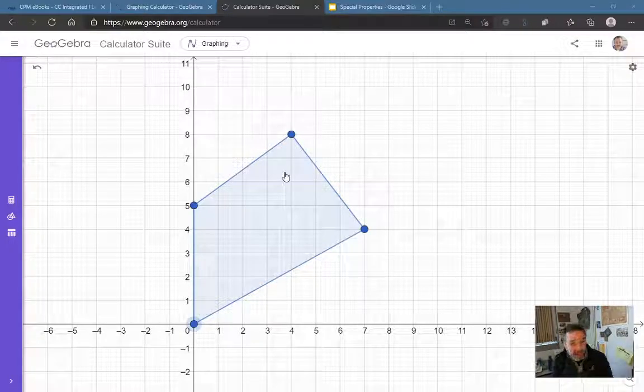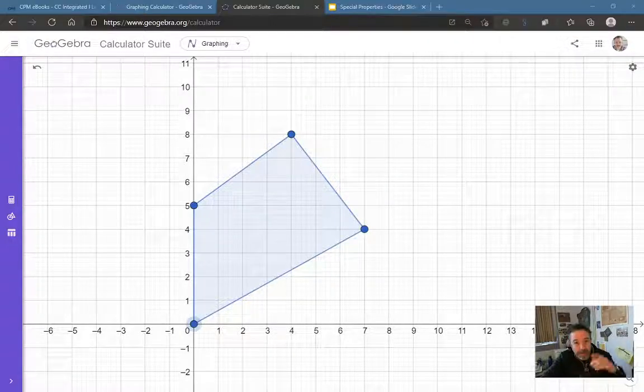One thing that I would like for you to do with this problem is I want you to pause this video and find the perimeter of this quadrilateral. If you have things like this, be able to find what the perimeter is. And we're going to look at that in just a second. But pause now, do it, and then we'll look at it together.